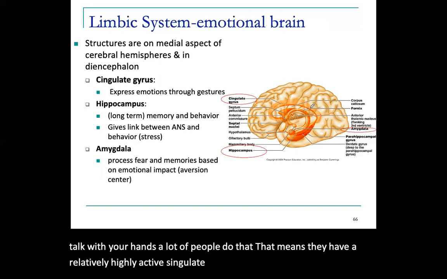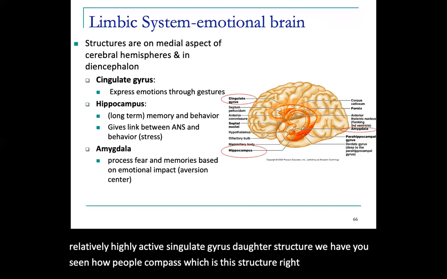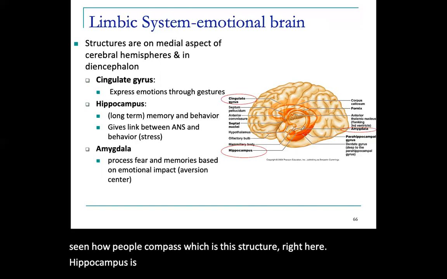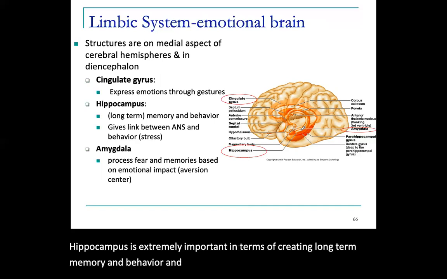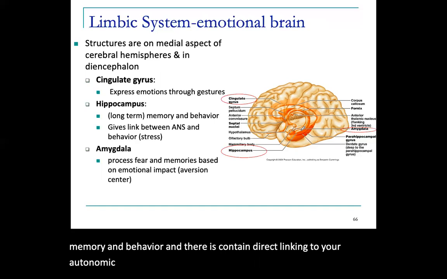The other structure we have is the hippocampus, which is this structure right here. The hippocampus is extremely important in terms of creating long-term memory and behavior, and there is a direct linking to your autonomic nervous system and behavior of stress or happiness.